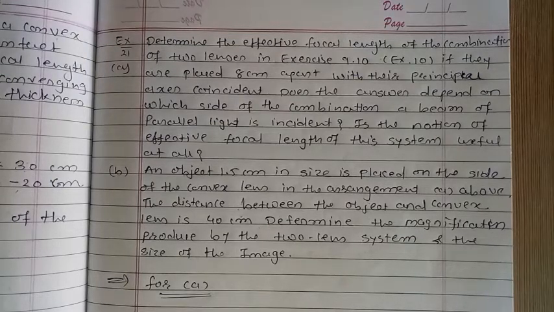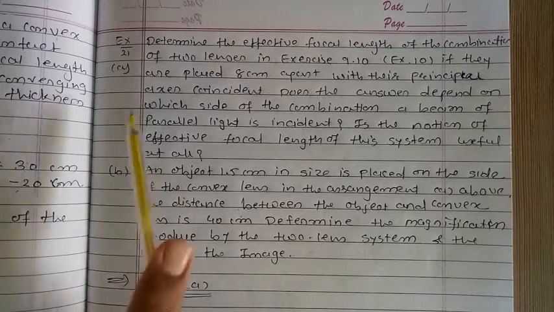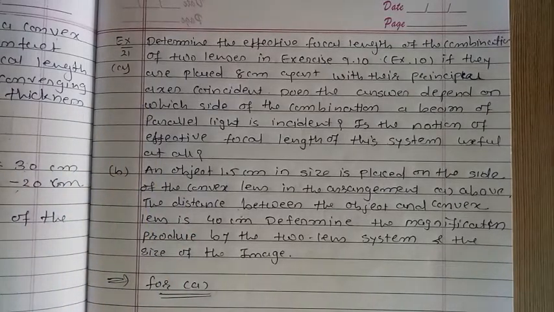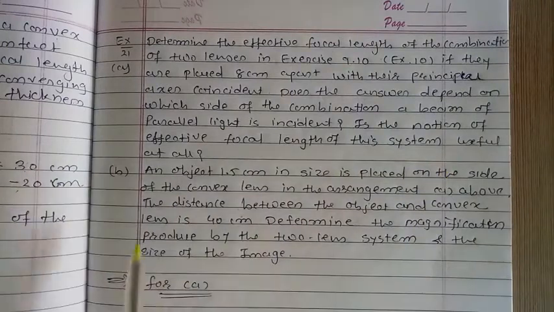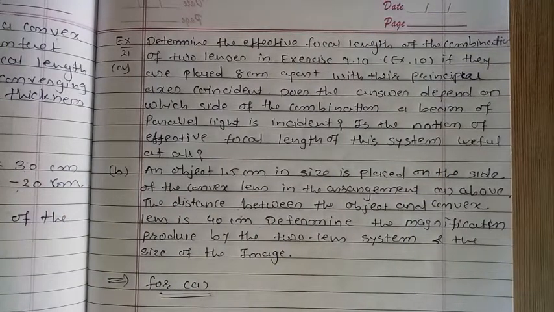So friends, this example number 21 has two cases, case A and case B. Each case carries 4 marks. So here A is a 4 mark question and this B is also a 4 mark question, right? So first of all we discuss A.